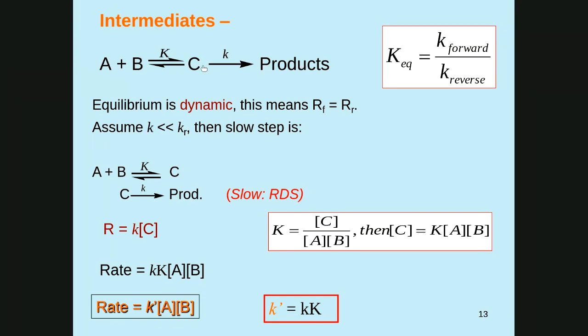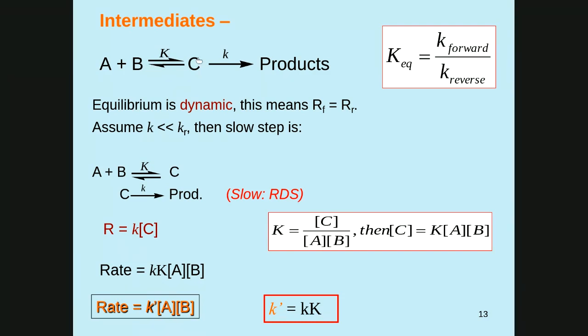Now, if that second step is very slow, so if C is converted to products at a very slow rate in comparison with the rate at which C is formed out of A and B, then C, since every reaction is in principle reversible, and that is the reason why we have chemical equilibrium in the first place, so we always have to consider the back reaction as well if it proceeds at a significant rate.